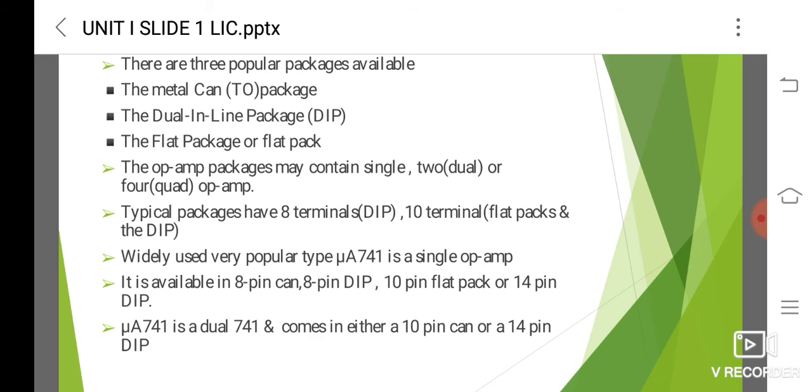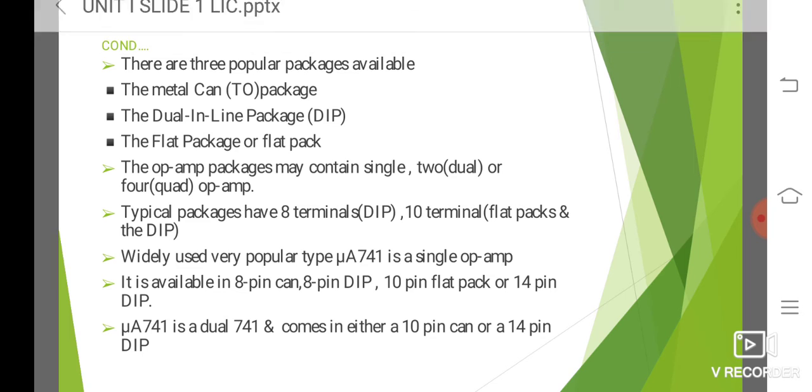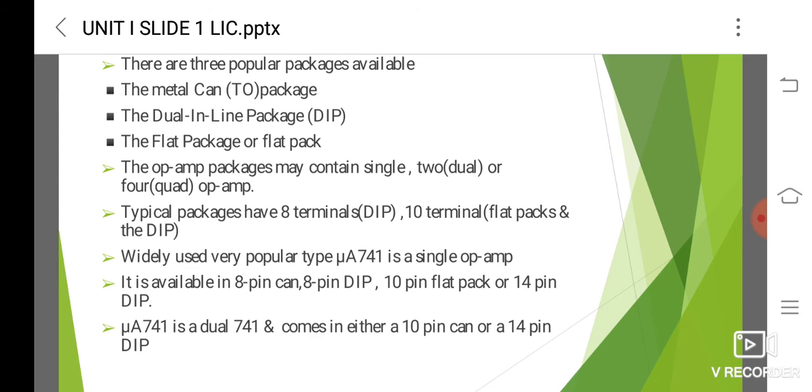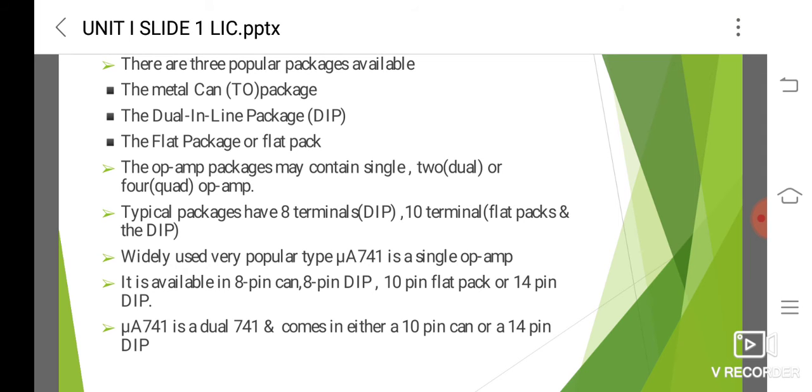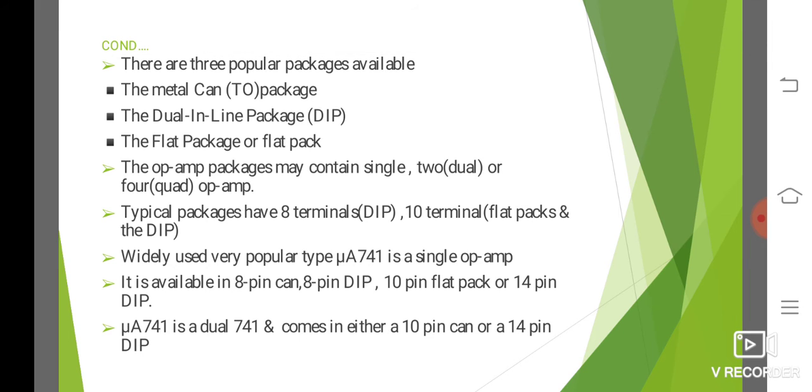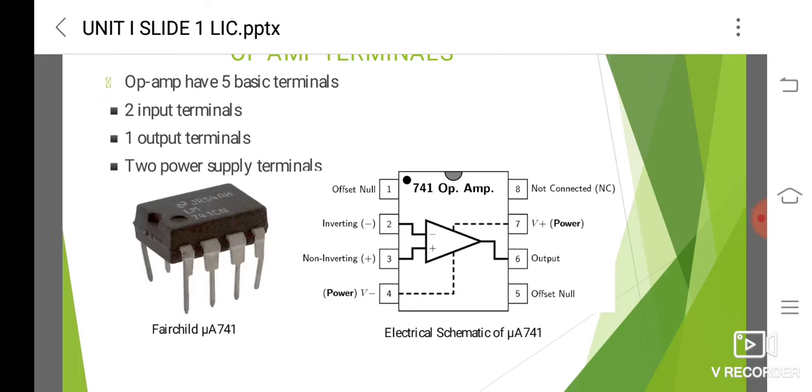The popular IC we normally use is the MUA741, which is a single op amp, and it is available in 8 pin can, 8 pin DIP, 10 pin flat pack or 14 pin DIP. In the case of the dual 741, it comes in either 10 pin can or 14 pin DIP.